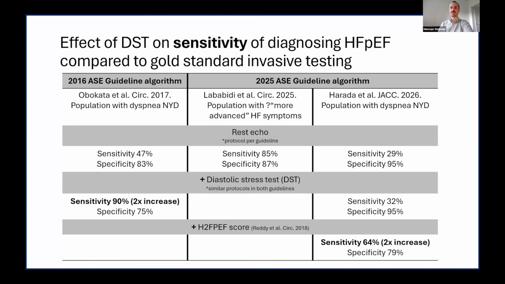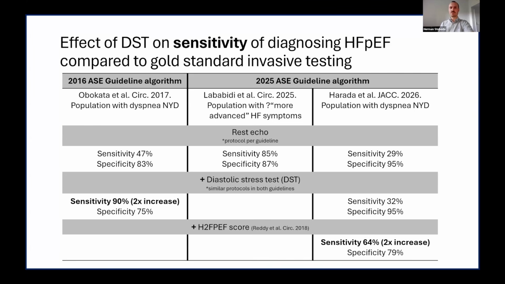Adding the DST essentially raises the sensitivity, and a high sensitivity of a test helps to rule out a condition or disease. One of the main studies supporting the use of diastolic stress testing comes from Bokata in 2017, after the 2016 guideline was published, and that's in the left column here. They showed that diastolic stress testing doubles the sensitivity of a resting echo compared to the 2016 resting algorithm. So sensitivity went from 47% to about 90%, which is a pretty good increase from the diastolic stress test.